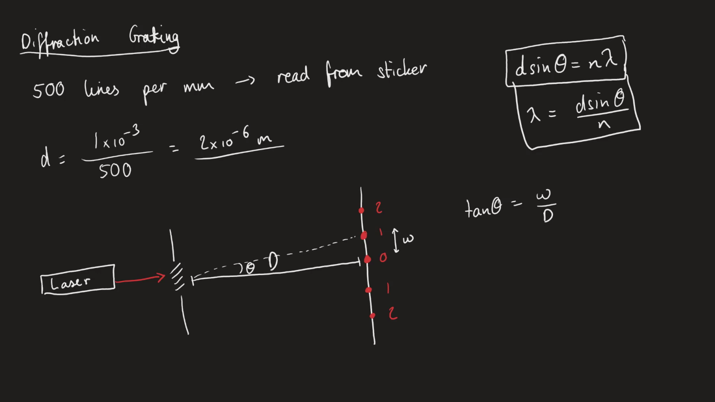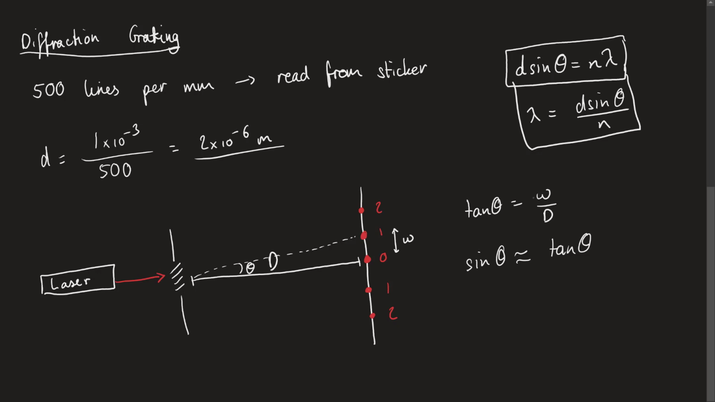Obviously, the bigger d is, the smaller the angle, or actually the angle will be the same, but the bigger d is makes w bigger. So because we're expecting this angle to be quite small, we can say that for small angles, sine theta is approximately the same as tan theta. Okay, now you can check this for yourself, but this is what we call the small angle approximation. I think I've mentioned this in a previous video as well.